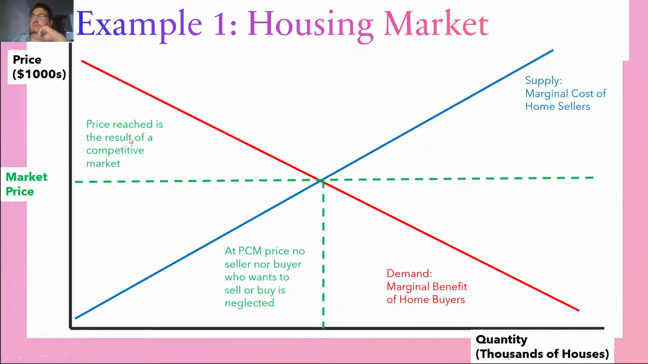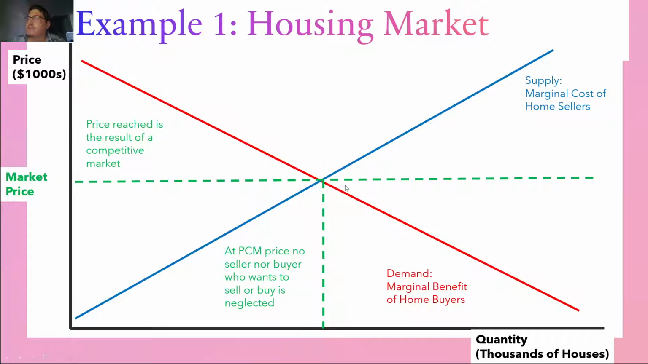That price is going to be reached through this sort of exchange process. People who want to sell their homes are going to lower their price. Some are going to drop out. Eventually, you reach an equilibrium where the people that want to buy are equal to the people that want to sell at whatever price. So at the perfectly competitive market price, no seller nor buyer who wants to buy or sell is neglected. They all get service. The market's completely cleared, is what's called. So that's basically our perfectly competitive market conditions.